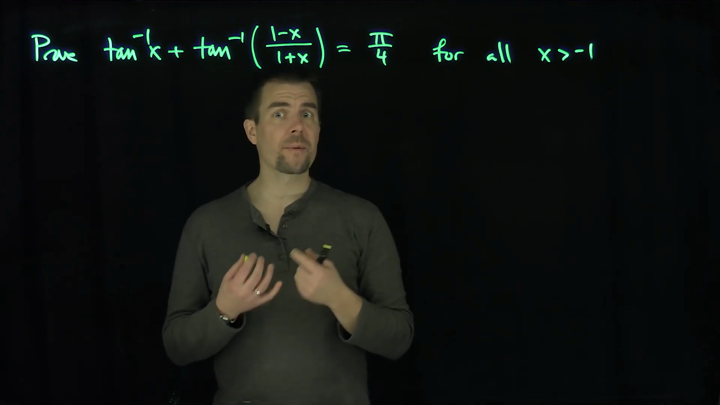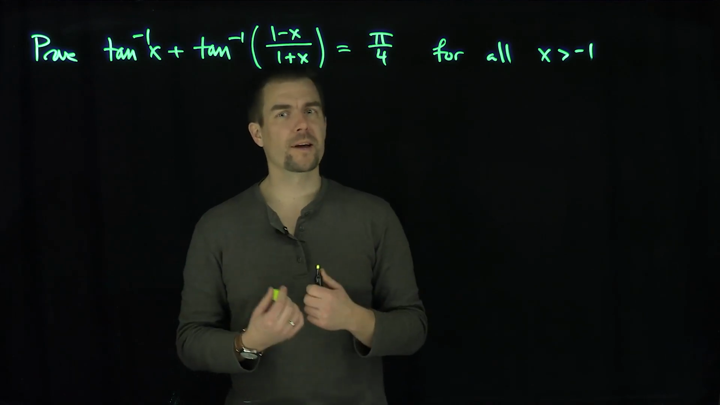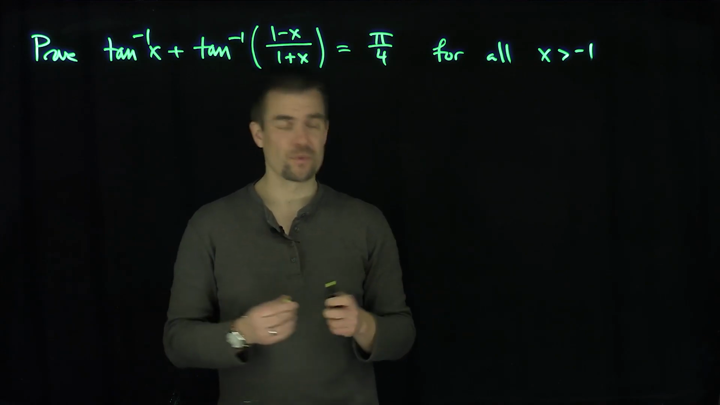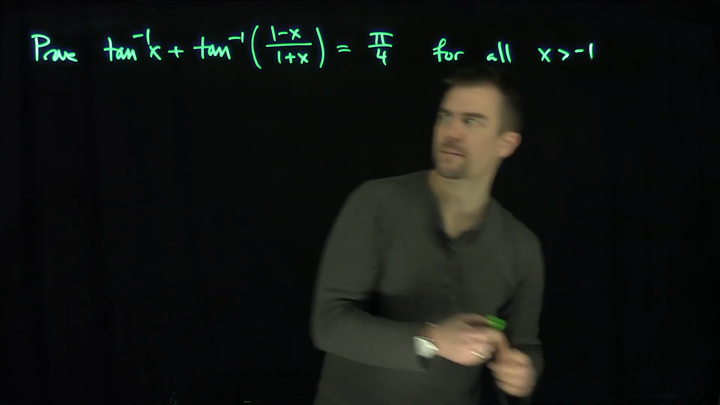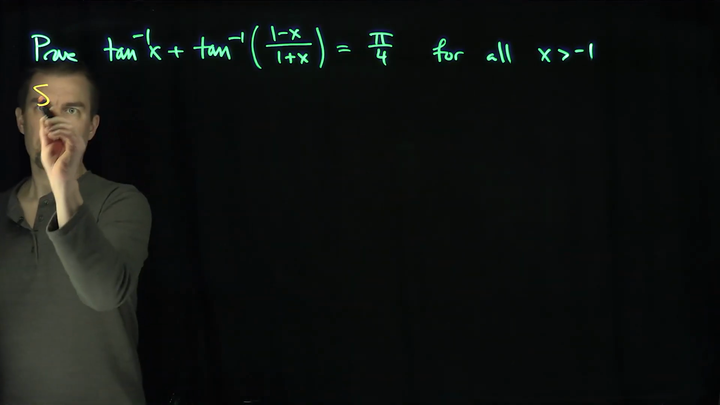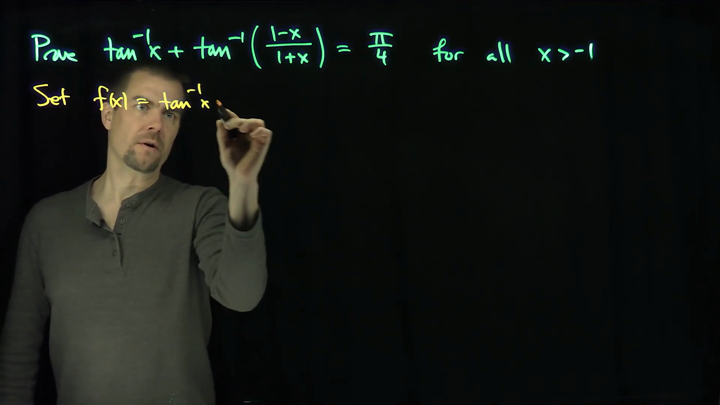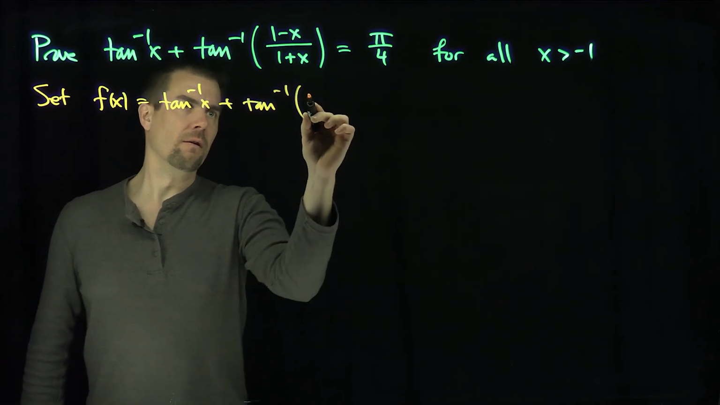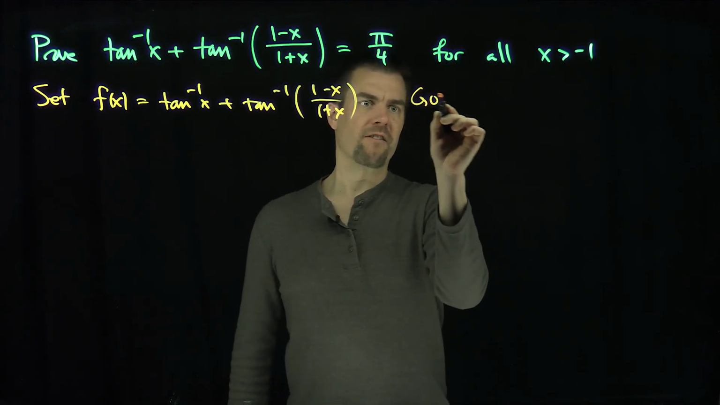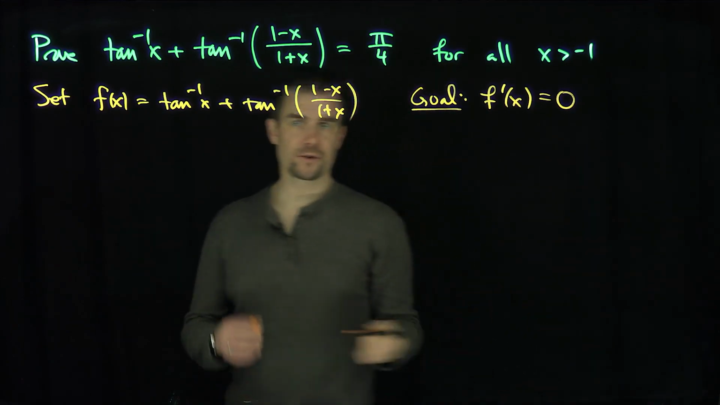A way we can prove this, whenever I'm asked to show something is a constant, so this function on the left-hand side is a constant. What do we know about constant functions? If my identity is true, if you're constant, your derivative should be 0. So if we set f of x to be tangent inverse of x plus tangent inverse of (1 minus x) over (1 plus x), my goal is to show that f prime of x is equal to 0, because constant functions have 0 derivative.